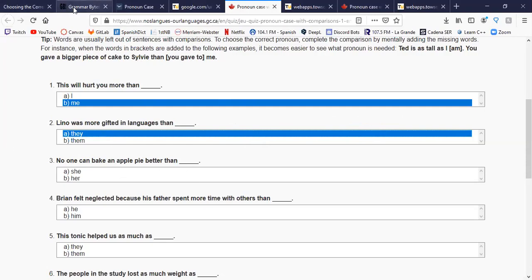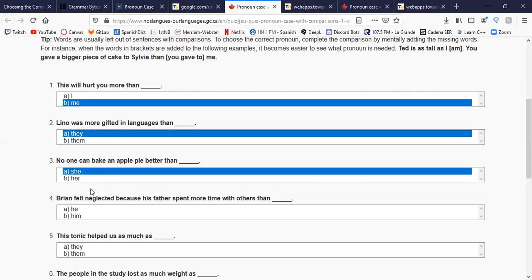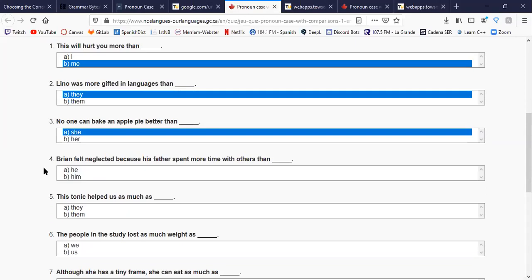Number 3, no one can bake an apple pie better than blank. Okay, so pause the video and think. Is it she or her? Okay, so the correct answer is she. And I'm not going to try to explain the logic of all of these. I only explained the logic for the first two, but again, just fill in missing words and you'll get the idea. Put in missing words, just add some extra words, and then you'll get the idea of what the answer should be.